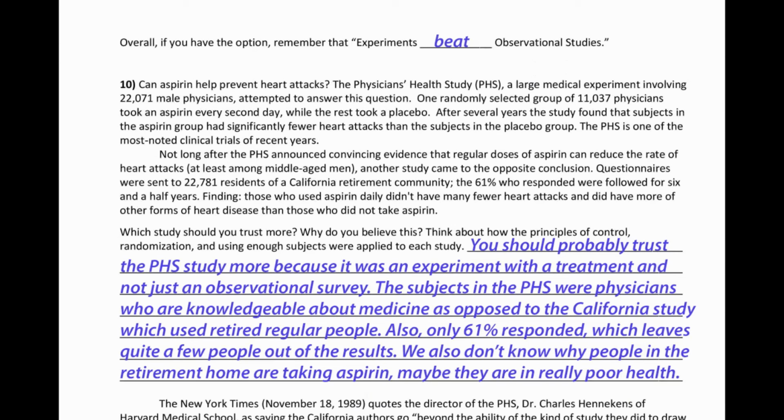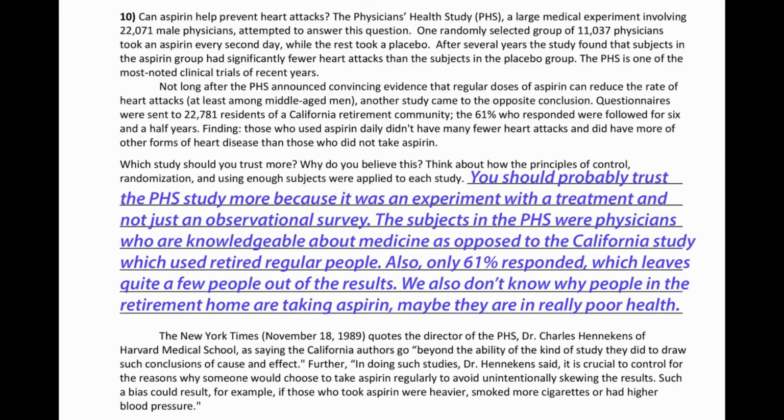I'll scroll up here and read the last little paragraph. The New York Times quoted the director of the PHS, Dr. Charles Hennekins of Harvard Medical School, and he said that the California authors went beyond the ability of any kind of study to draw the conclusions that they did. You cannot draw cause and effect conclusions from an observational study. Only experiments really do that. He also said that in doing such studies, it's crucial to control for the reasons why someone would choose to take aspirin regularly to avoid unintentionally skewing the results.